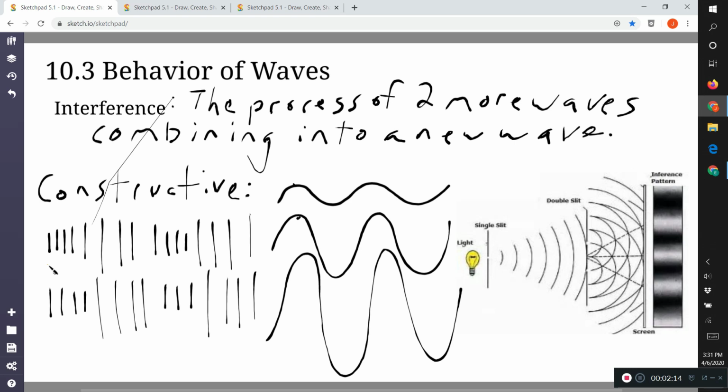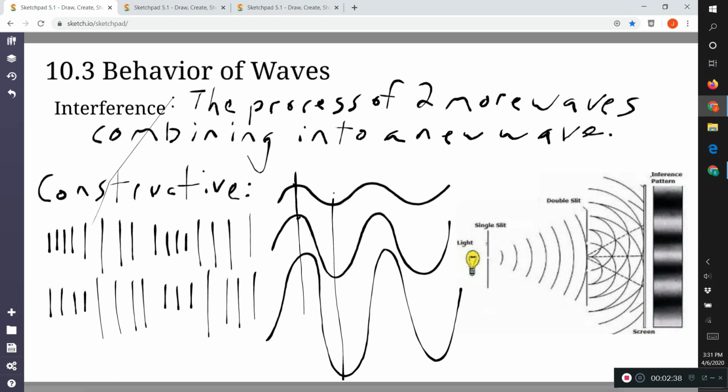Now with light waves, it actually makes brighter light. And with mechanical waves like ocean waves, you can actually get larger waves created by two smaller waves if they are in a constructive pattern. And that means that their crests all line up and their troughs all line up. So what's the other type?